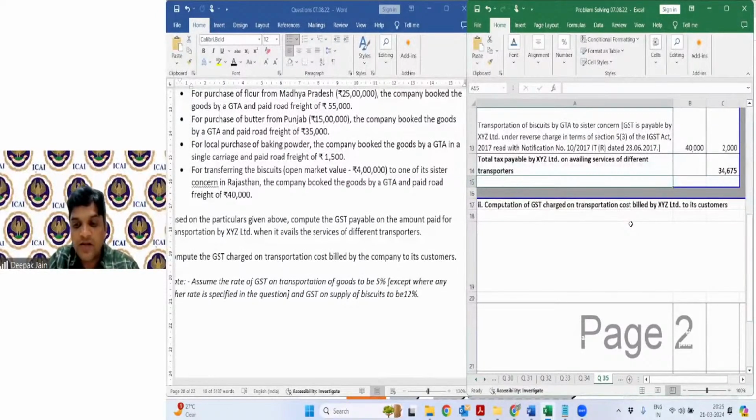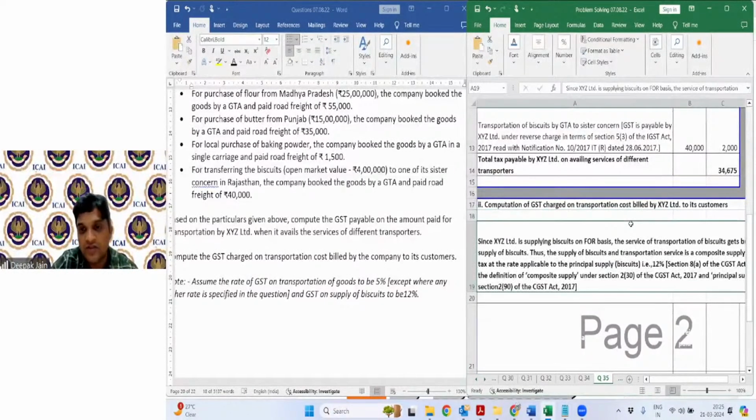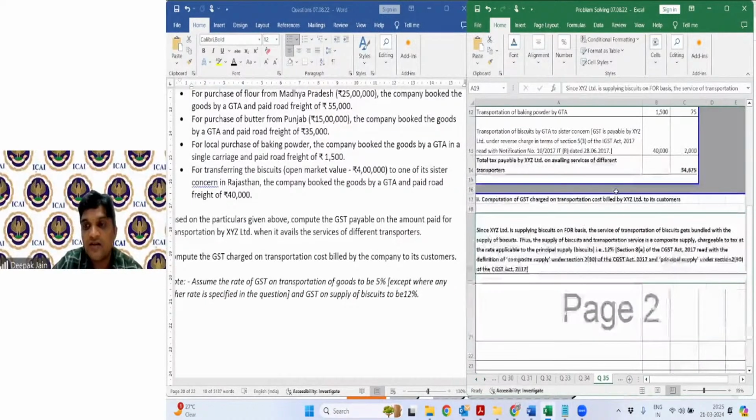The second part of the question is computation of GST charge on transportation costs billed by XYZ to its customers. Since XYZ is supplying biscuits on FOR basis, the service of transportation of biscuits gets bundled with the supply of biscuits. Thus, the supply of biscuits and transportation service is a composite supply, chargeable to tax at the rate applicable on the principal supply. Biscuit के ऊपर 12% है, तो फिर transportation.